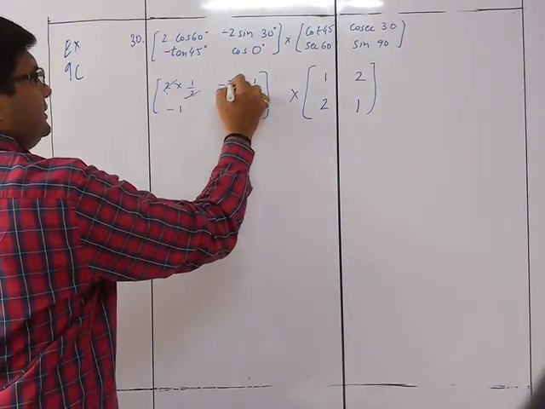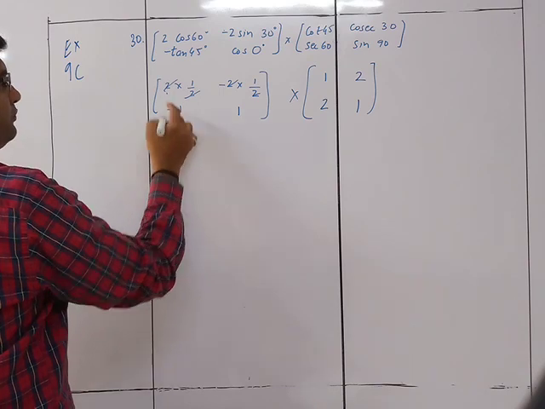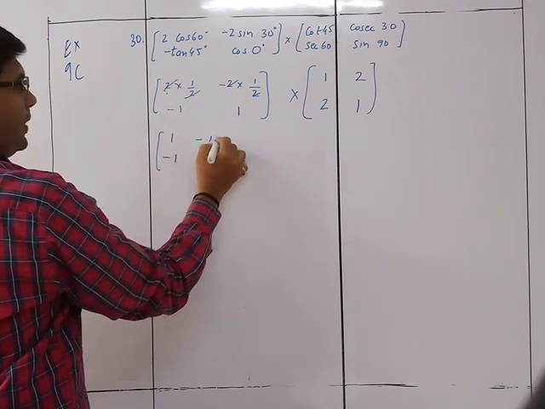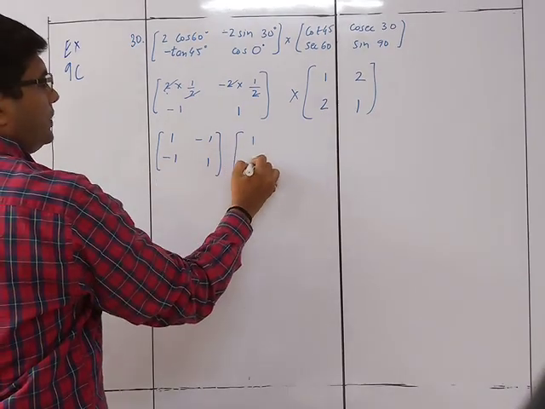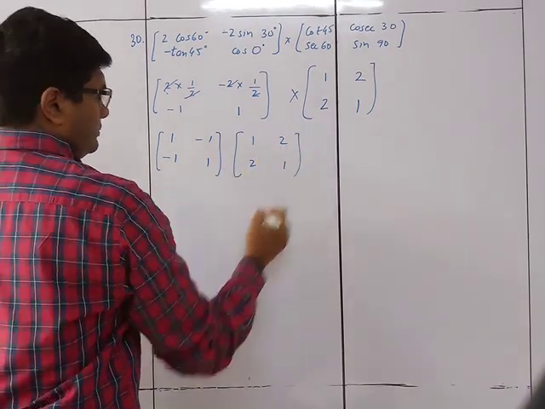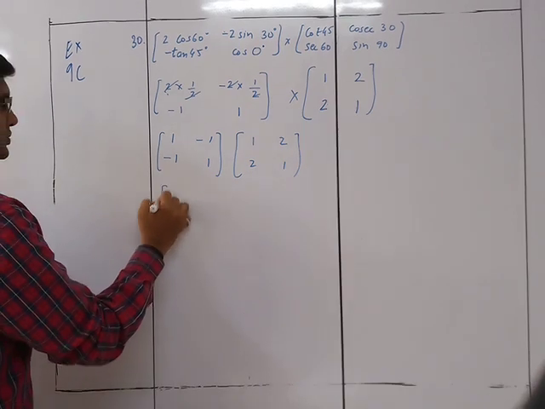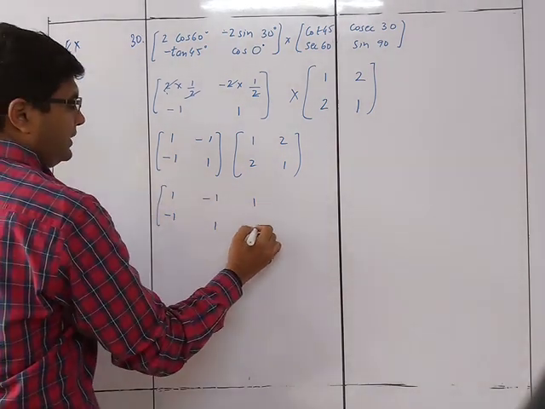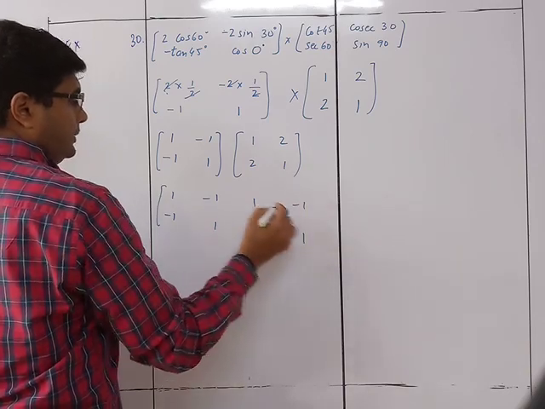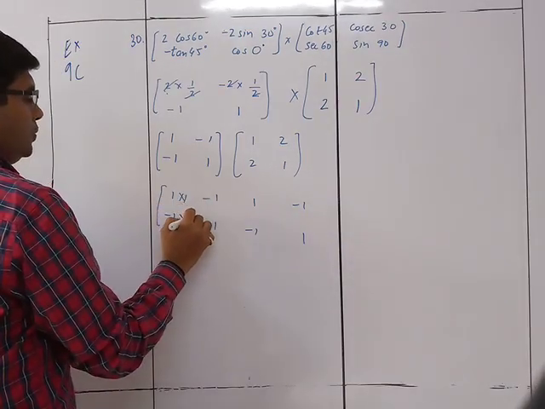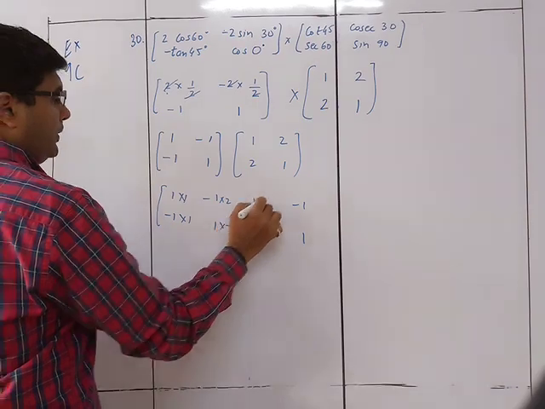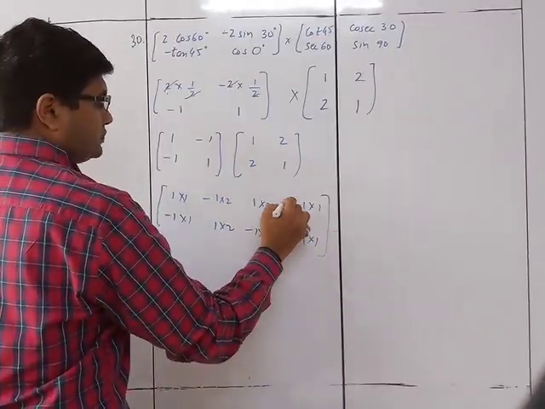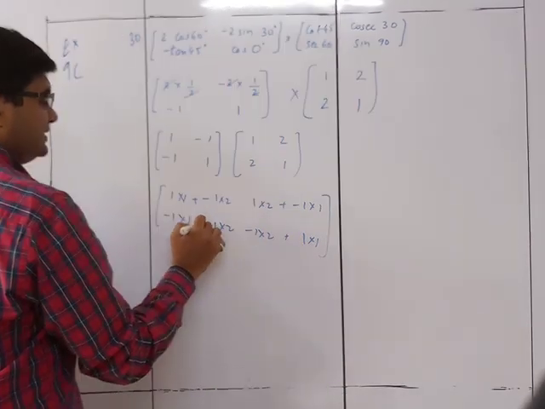This gets cancelled over here, so the required matrices are [1, minus 1; minus 1, 1] into [1, 2; 2, 1]. Now multiply, as simple as that. So it is 1 into 1, 1 into 2, and so on, plus signs here, plus signs here.